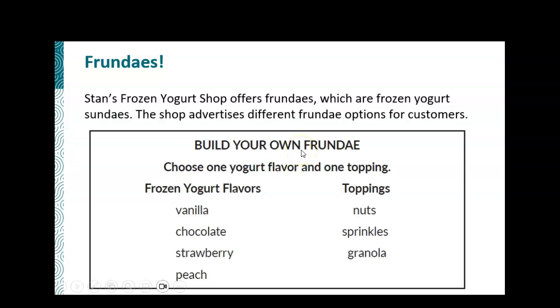Alright, here's our first scenario. More sundaes, but this is called a fronde. Why is it called a fronde? Because it's frozen yogurt. So you have options for your yogurt: vanilla, chocolate, strawberry and peach. So how many total? 4. Put a 4 here so you don't forget. 4 options for the yogurt. And toppings, how many options? 3. Okay, so everyone on the same page. Let's keep going.